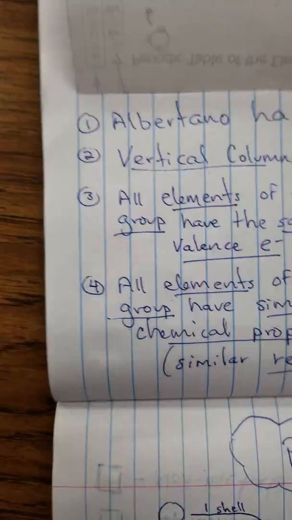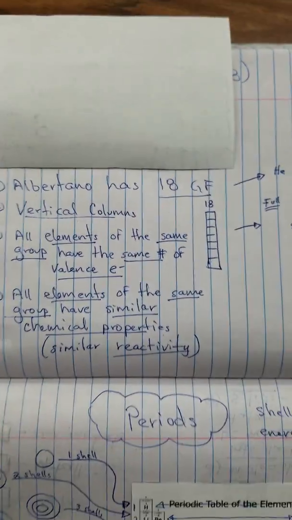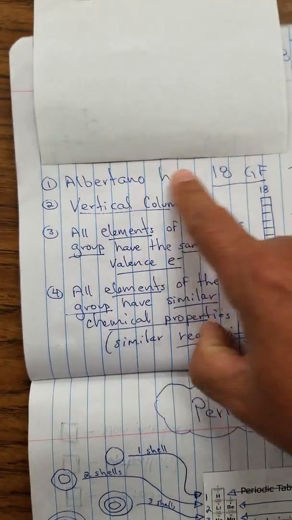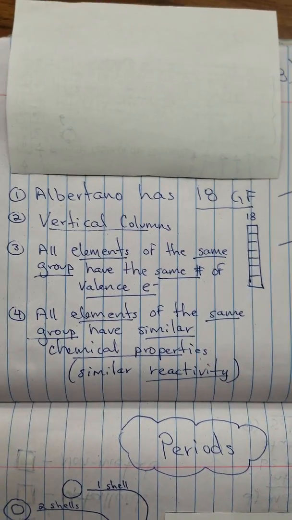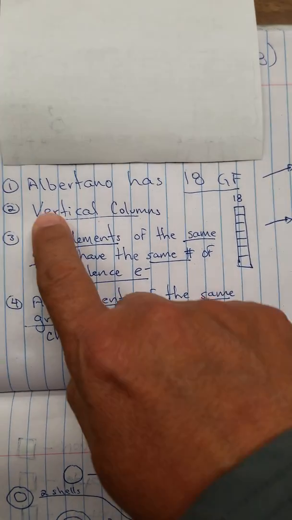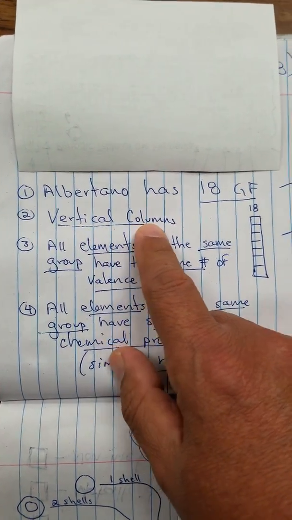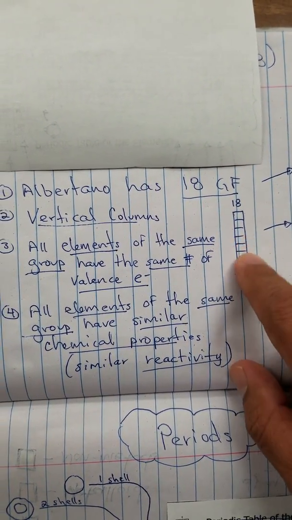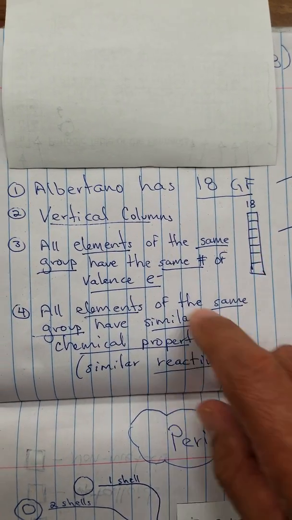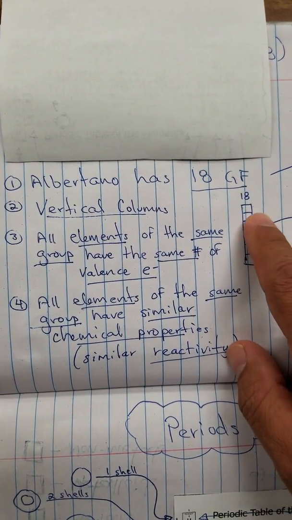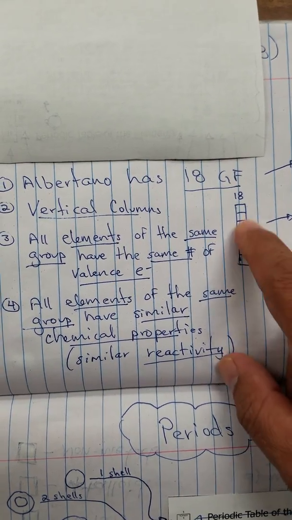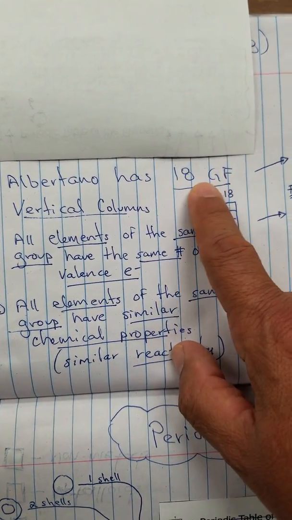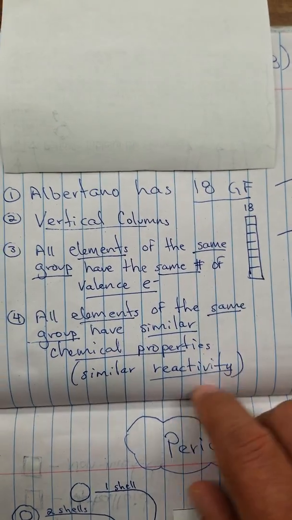Okay, so let's take a look at the notes that we're supposed to have along with them. Don't worry about the first one. It's like a little mnemonic phrase that changes for every period. But number 2, these are all vertical columns like this one. This is an example, group 18, just an example. It's a vertical column. And that's how those groups or families are represented. Albertano has 18 girlfriends, GF, 18 girlfriends. That's 18 groups or families.